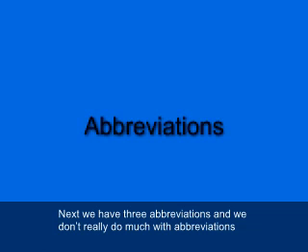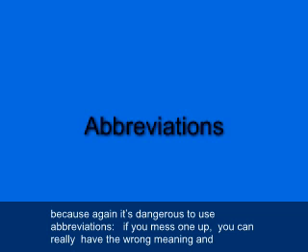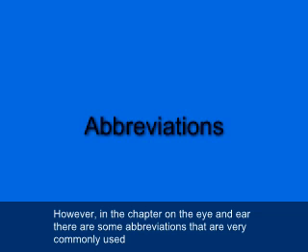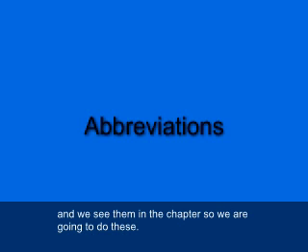Next, we have three abbreviations, and we don't really do much with abbreviations because, again, it's dangerous to use abbreviations. If you mess one up, you can really have the wrong meaning, and there could be serious consequences. However, in the chapter on the eye and the ear, there are some abbreviations that are really commonly used, and you see them in the chapter, and so we're going to do these.